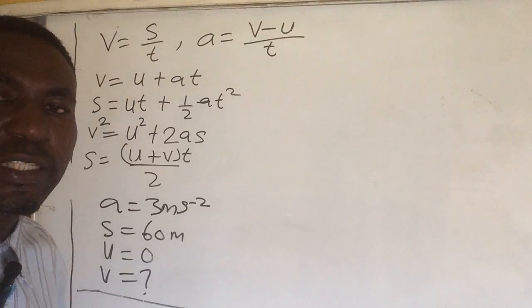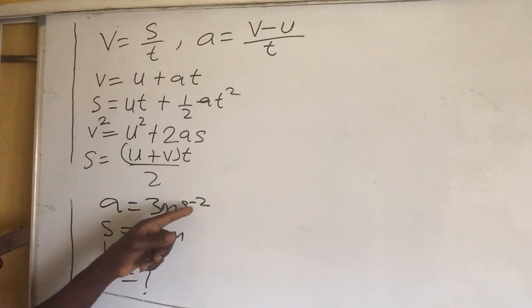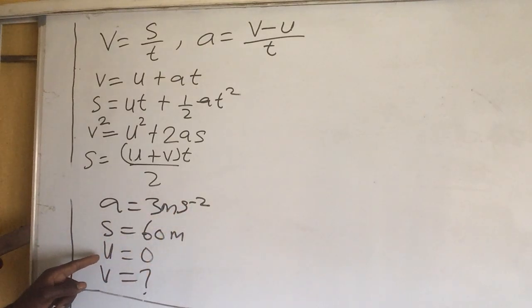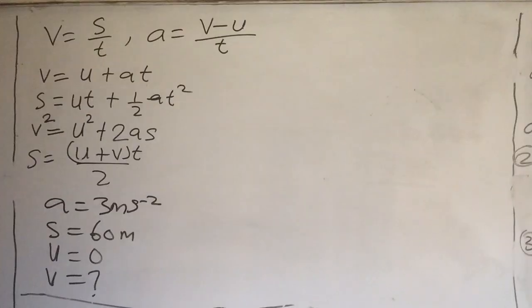Now, look at the given. It has given us acceleration to be 3 meters per second squared, distance 60, initial velocity 0, and final velocity question mark. Now, which formula should we use? We are looking for velocity, and we have these three things, A, S, U. So, which formulas out of these four contain A, S, U? Checking the first one, A is there, but S is not there, so we will leave it.